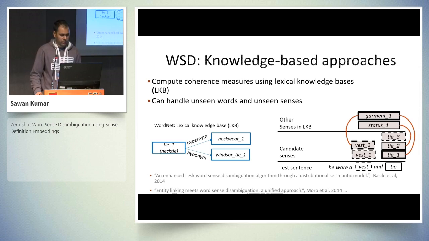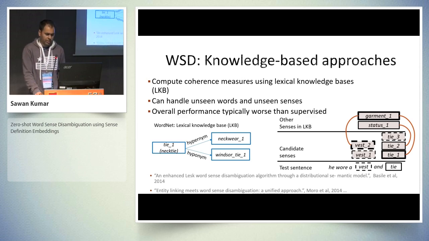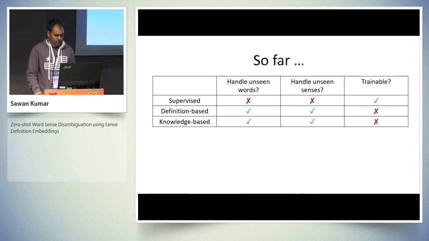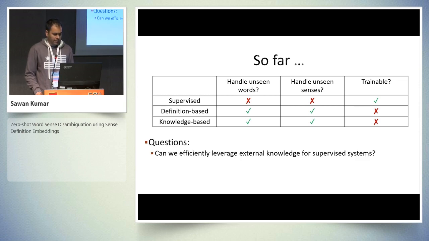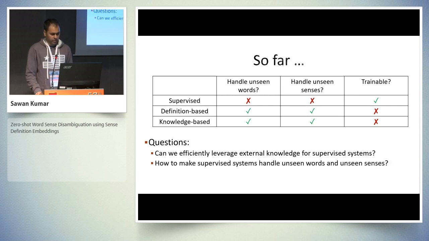These models can handle unseen words and unseen senses, but again, the performance typically is worse than the supervised systems when you compute the overall performance. So far, we have seen three kinds of methods: supervised, definition-based and knowledge-based. We saw that supervised methods cannot handle unseen words and unseen senses, while the other two can, but they cannot use a training corpus. So obvious questions to ask are, can we efficiently leverage external knowledge for supervised systems? And a related question is, how can we make supervised systems handle unseen words and unseen senses?